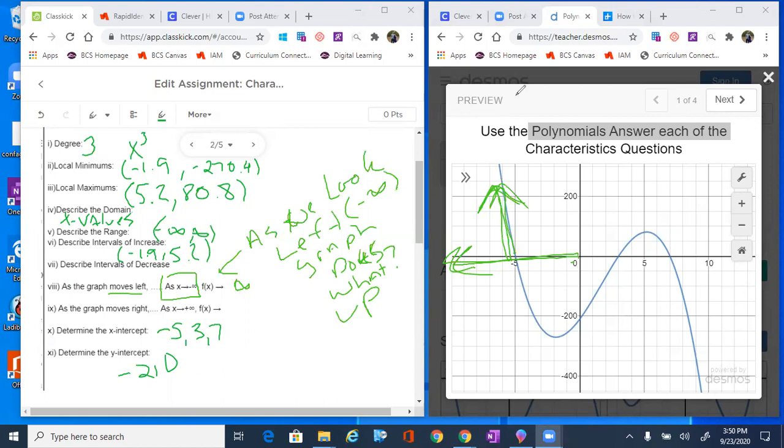We do the exact same thing, but we do it on the other side. And it says, as x approaches positive infinity. Well, positive infinity is out here. And then it asks the same question. As we go to positive, so instead of as we look left, it's as we move right. So as we look right, what happens? It goes down. It goes down to negative infinity. And that's how we do all these characteristics of polynomials.